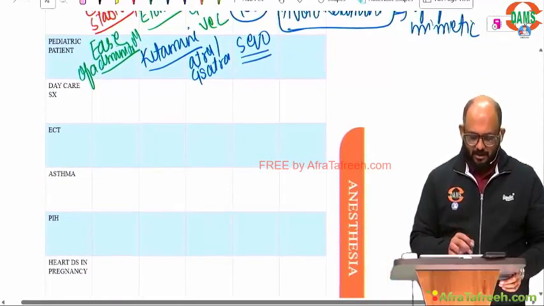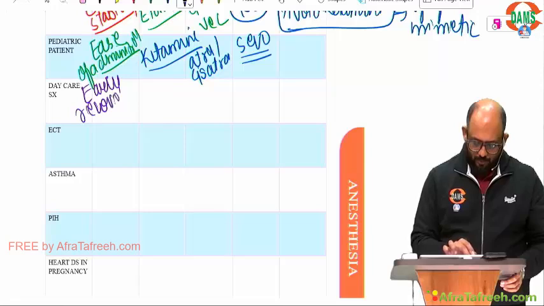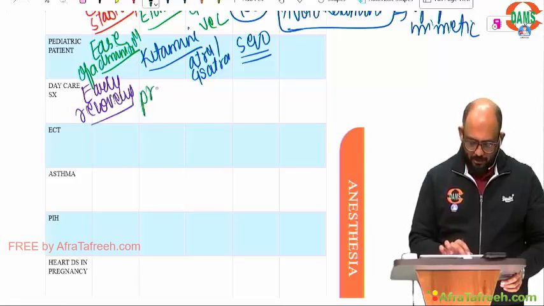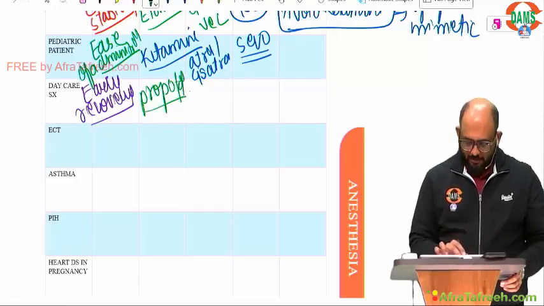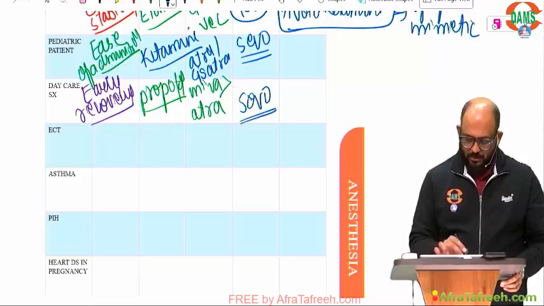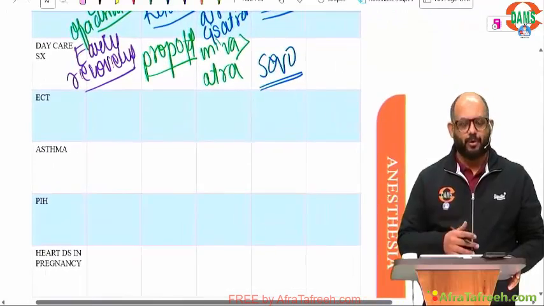Daycare surgery, again, easy or early recovery. Early recovery because you want to admit, operate, discharge the patient on the same day. Induction, propofol. Muscle relaxant, mivacurium more than atracurium. Inhalational agent, sevoflurane. What is the specific feature I want you to remember?